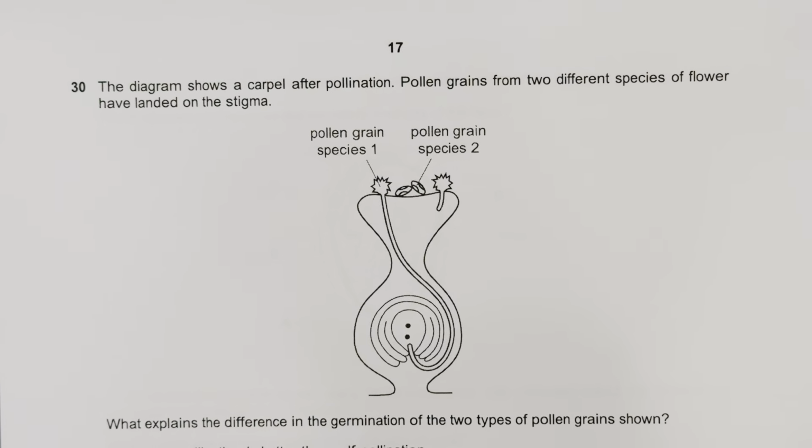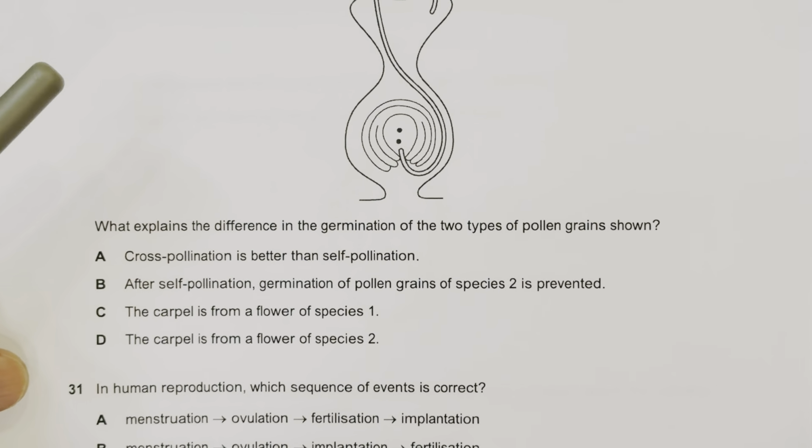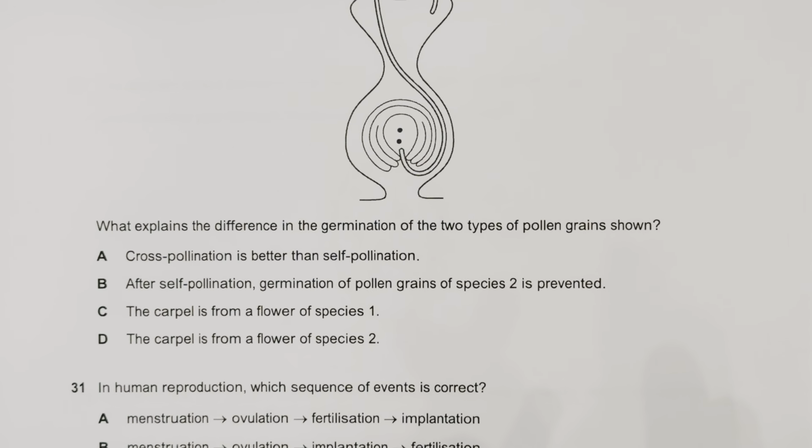30 is that the diagram shows a carpel after pollination. Pollen grains from two different species of flower have landed on the stigma. Which explains the difference in the germination of the two types of pollen grains shown? Cross pollination is better than self pollination. Pollination is the transfer of pollen grain from anther to stigma. Okay, so cross pollination is better than self pollination, but it does not explain the difference between germination of the two types. So this is not the right answer.